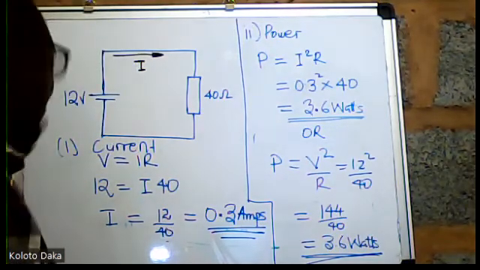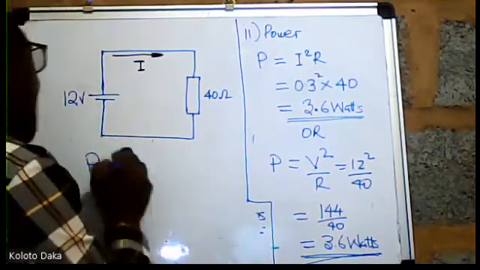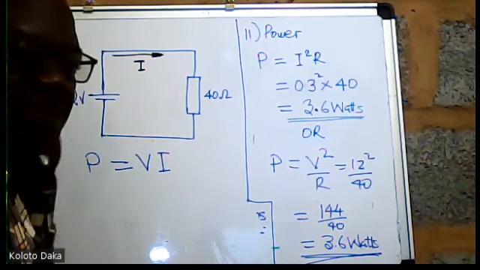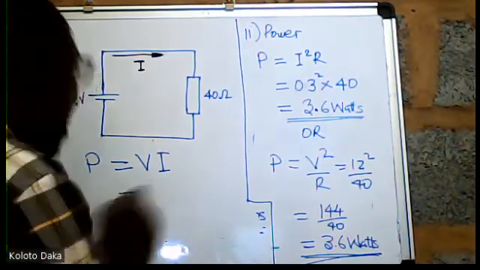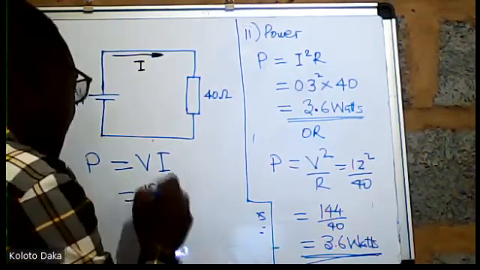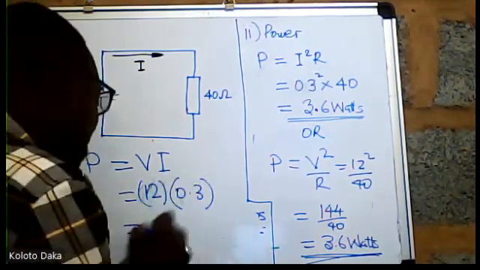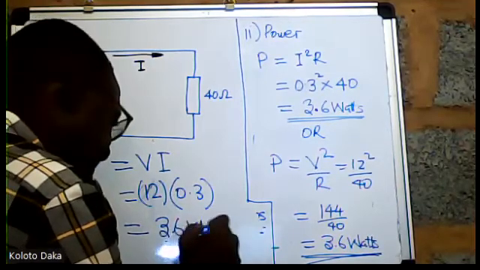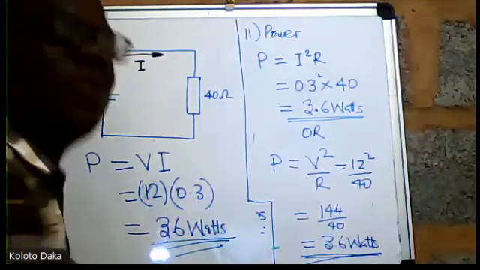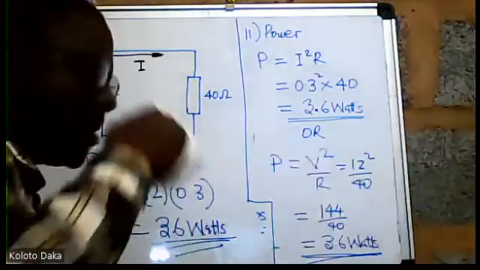The other formula for power, you would have also found the power using this one. Power is equal to VI, voltage multiplied by current. So our V is 12. Our current is 0.3. Punch, 3.6 watts. So there's nothing like, no, I used this one. You should reach the destination. Correct.